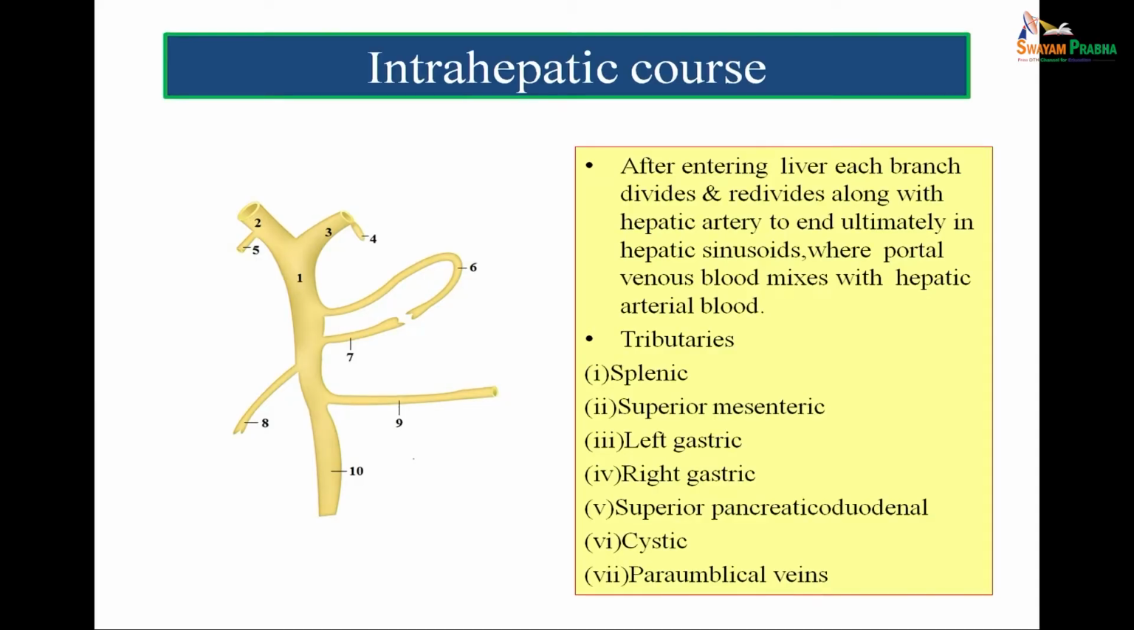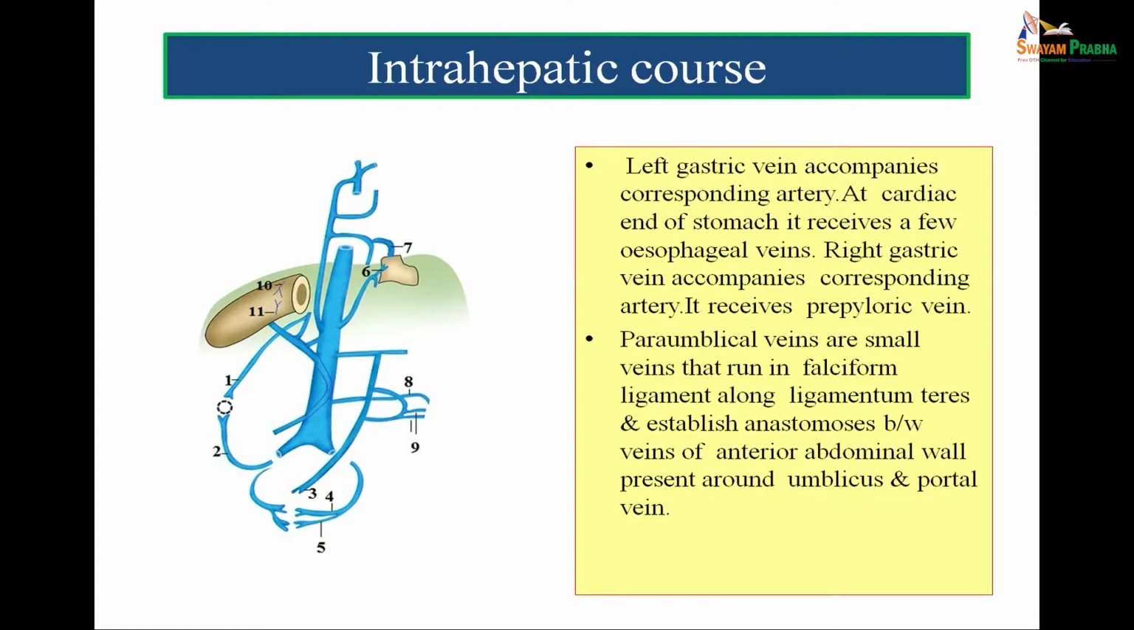One can make out 4 is the cystic vein entering the right branch of the portal vein, that is 3. 5 is the paraumbilical vein entering the left branch of portal vein. 1 is the portal vein, and then 6 and 7 are the left and right gastric veins which are entering the portal vein. 8 is the superior pancreatico-duodenal vein, 9 is the splenic vein, and 10 is the superior mesenteric vein. 9 and 10 are uniting to form 1, that is the portal vein. So, all these are the tributaries of the portal system.